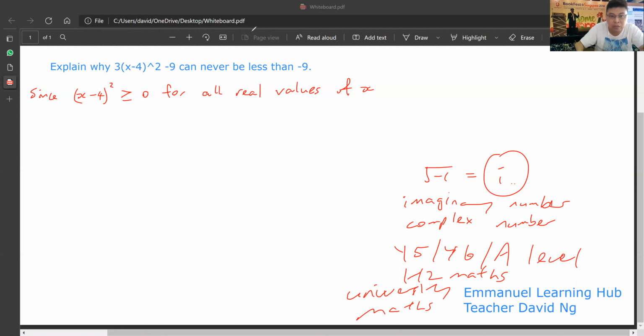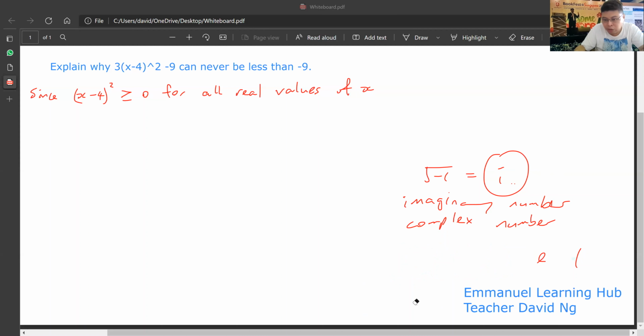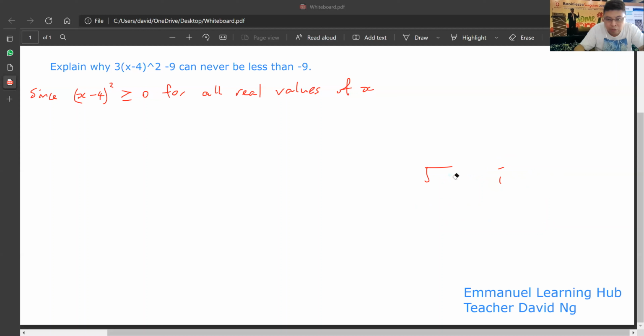You deal with this guy called i. Engineering, they don't use i, they use j. i and j mean the same thing. How come engineering students don't use i? Because i is the same i as your current. That's why they use j in engineering. In A level, they use i.